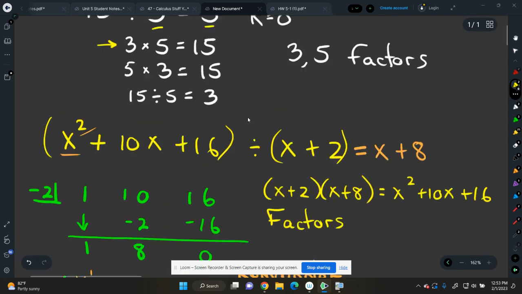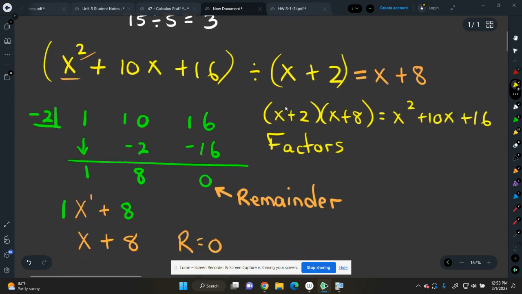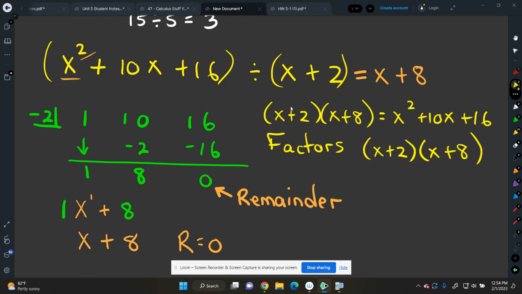Look up here. What were my factors? So what are my factors of the polynomial? X plus 2, x plus 8. I know you don't like that x in there, but it's the same thing, okay? You don't like the x, but it's the same thing.